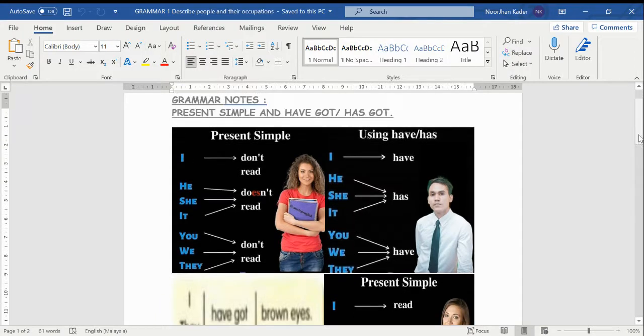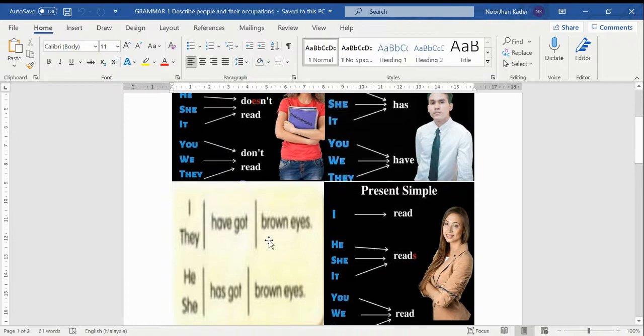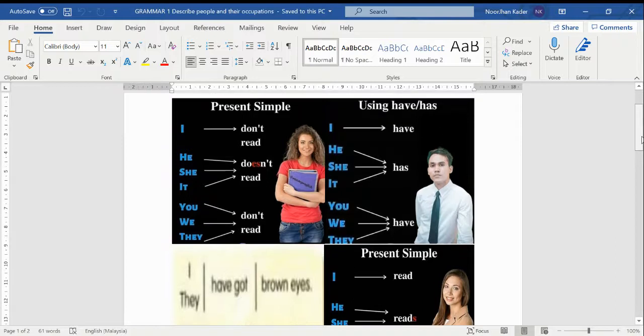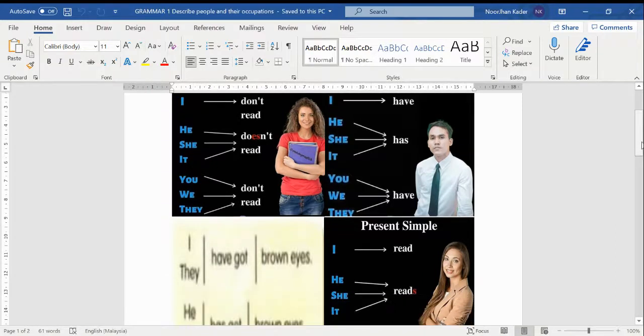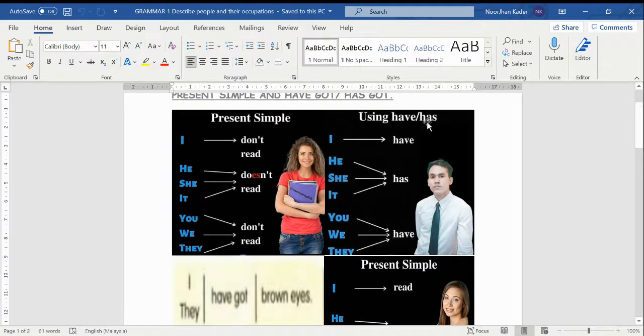Next, using have and has. Why do I purposely highlight this grammar point, using have and has? So that from there you can proceed to have got and has got, and it will be easier for you to understand. That's why I start with have and has first. This will be developed to have got and has got later in the sentences. So let us look at the grammar point here, using have or has.